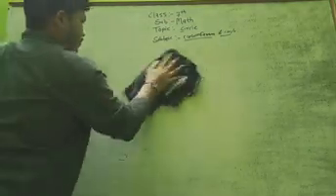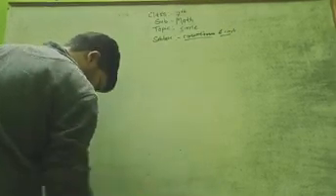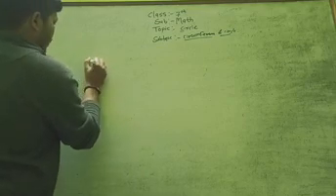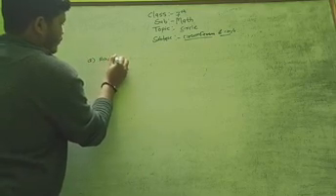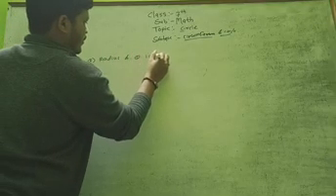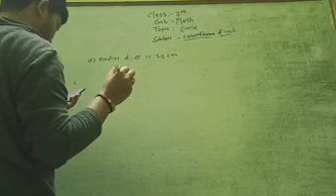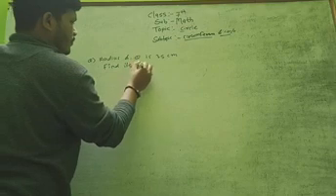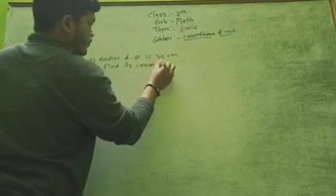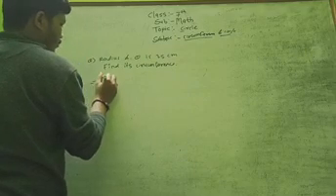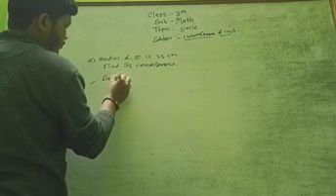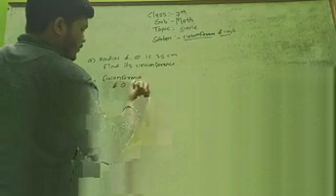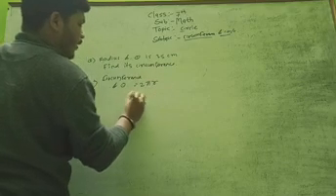So this is the second problem. Now the third problem: the radius of the circle is 35 centimeter. Find its circumference. The formula for the circumference of a circle is equal to 2 pi r. Okay, 2 pi r.